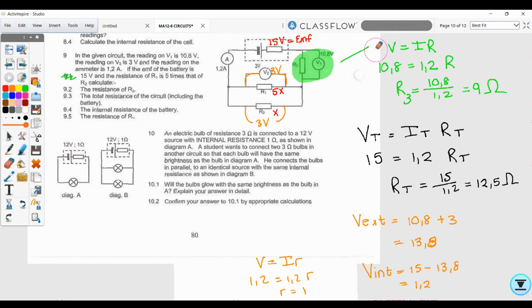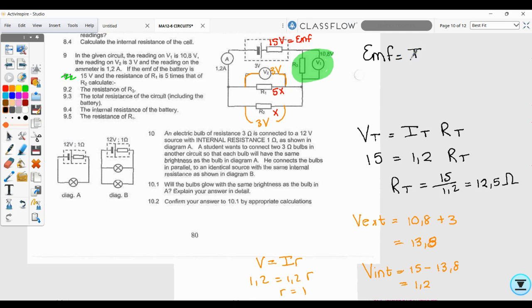You could have done that other equation that I don't like so much, but it's there. So you could have used it and you could have said EMF equals I times (R plus r). We know the EMF is 15. We know the current is 1,2. Big R, we have calculated. Normally you don't have it, but this time, oh, actually no.